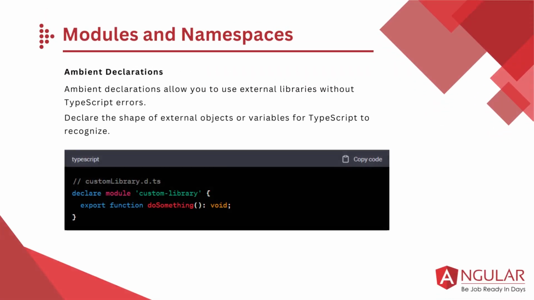4. Ambient declarations. Suppose you are using an external JavaScript library in your TypeScript project. To ensure TypeScript recognizes the library's types correctly, you can use ambient declarations. The ambient declarations allow you to declare the shape of external objects or variables so that TypeScript doesn't raise errors when using them in your code.